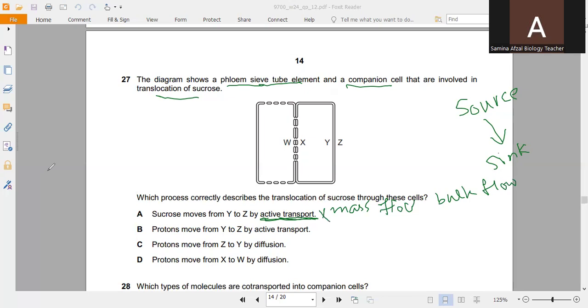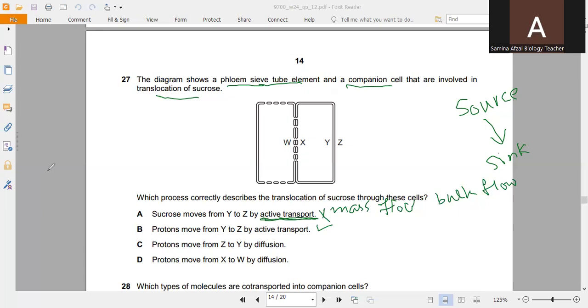Protons move from Y to Z by active transport. The protons' movement, you can say, is coupled to sucrose. So I would like to say that this is the correct option. As you can say, in Y they are in lower concentration in comparison to Z. So they will move from lower concentration towards higher concentration. So it is the correct option. Protons move from Z to Y by diffusion.